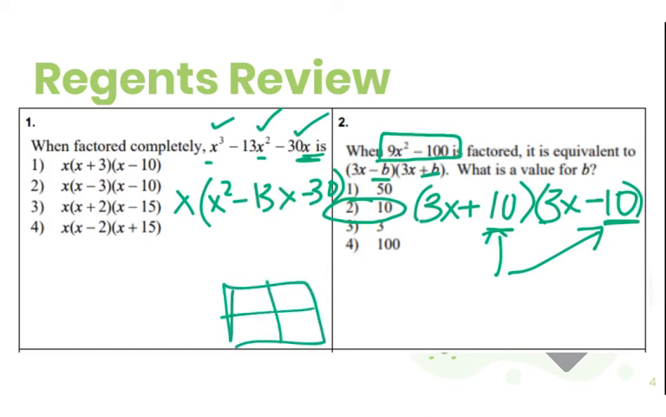Okay, so first term goes first box. Last term goes last box. And they already give me some options here, either 3 and 10 or 2 and 15. So I'm going to let you guys take it from there.